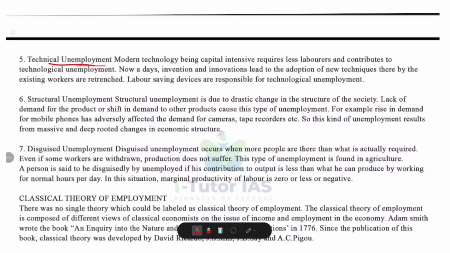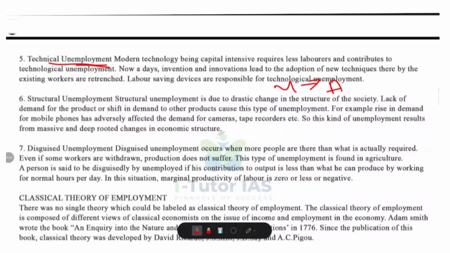Now, technical unemployment. What does that mean? This type of unemployment happens because of technological advancement. When new machines or modern techniques are introduced, they need fewer workers. Since machines can do the same work faster and cheaper, only fewer workers are needed. For example, when industries move from manual to automation, what happens? Some workers lose their jobs. So labor saving devices and capital intensive production cause technical or technological unemployment.